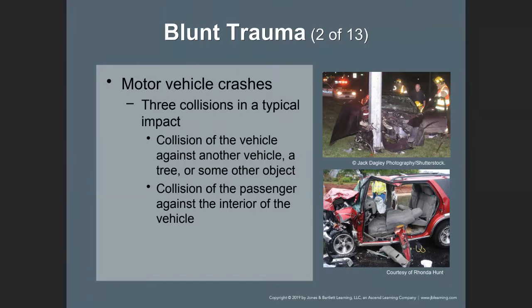So the car is going at 120 miles per hour. It hits a light post at 120 miles per hour. That's the first collision. The second collision, the body travels at 120 and hits the interior of the vehicle.